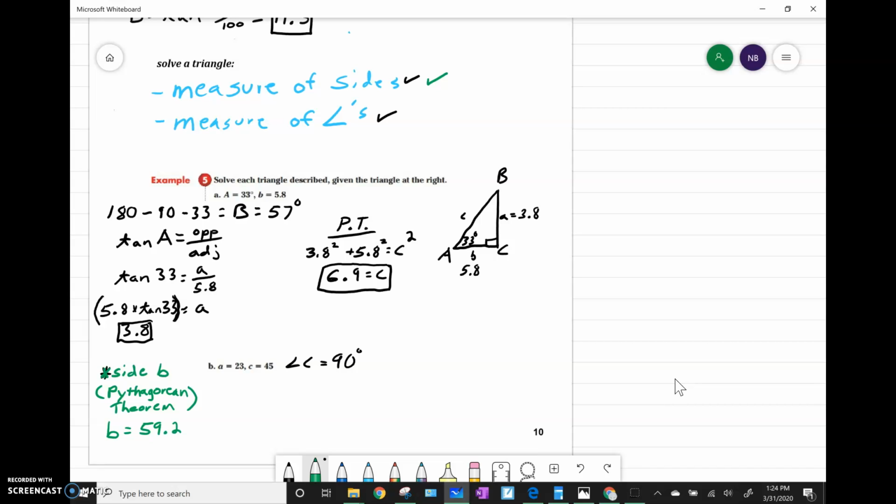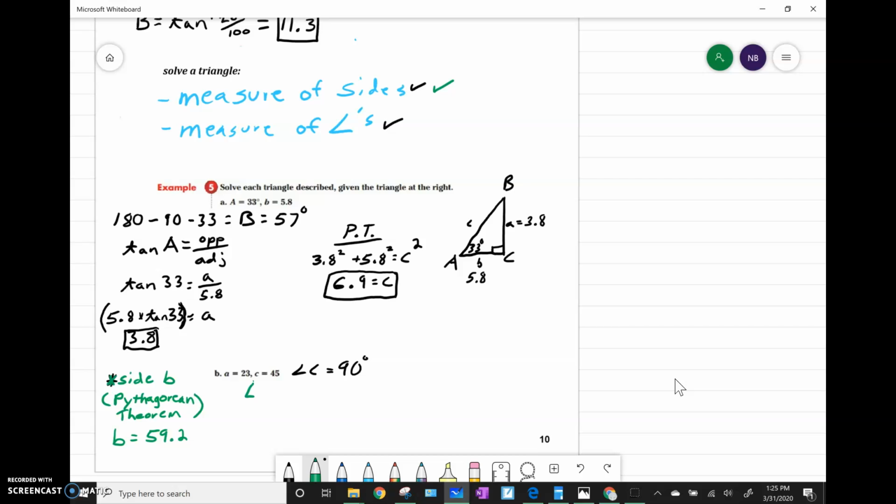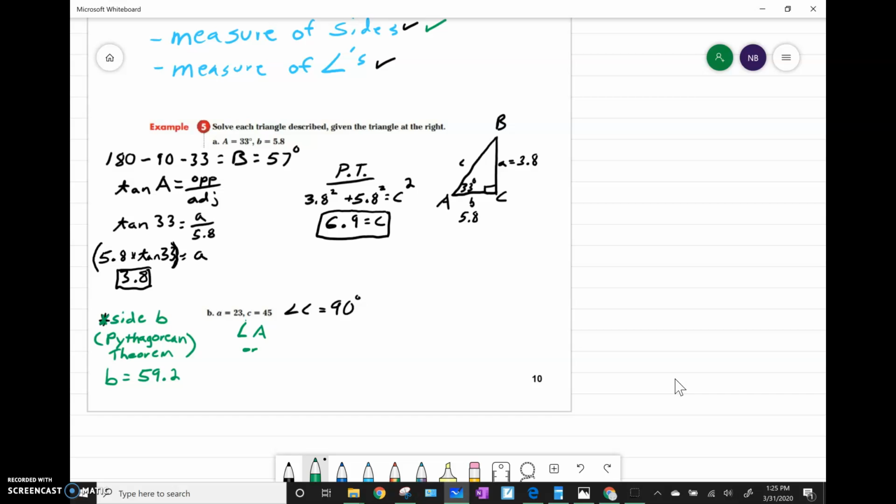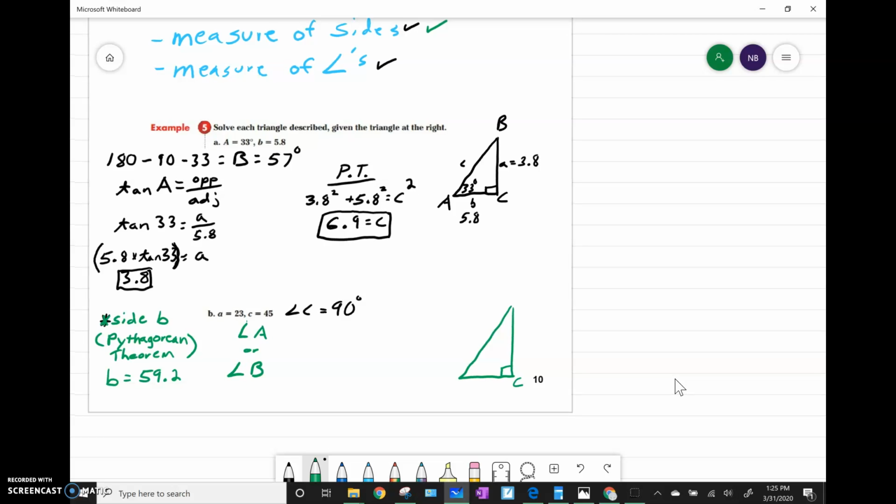Now, in order for us to find another angle, whether it be angle A or angle B, we only need to find one of these, only because we can just take both of our angles and subtract it from 180 to get that third angle. So I'm going to draw out our triangle. And we know that C is the right angle. A is over here and B is up here. Okay, so we need to find either A or B.